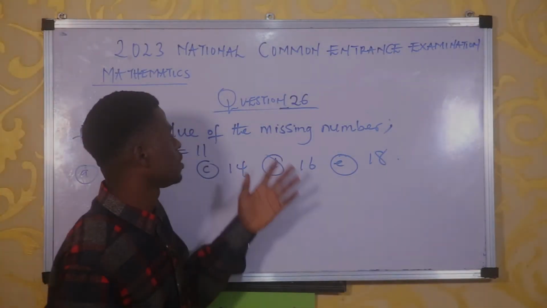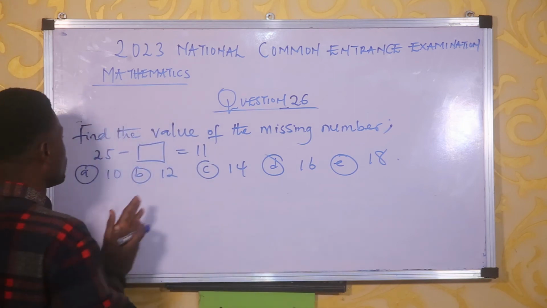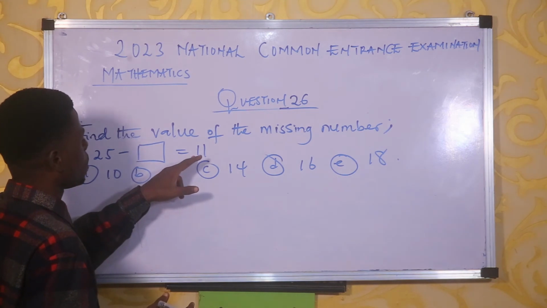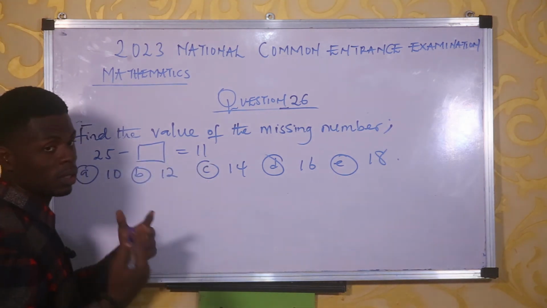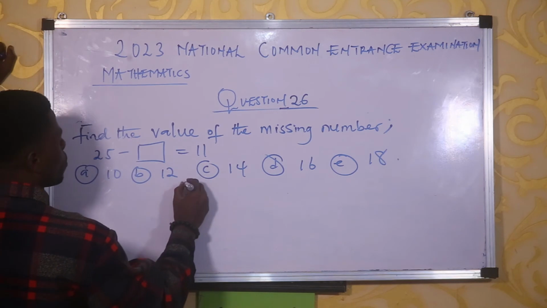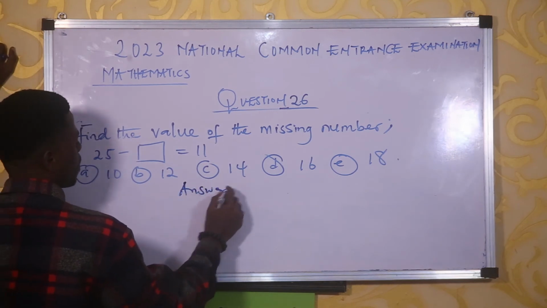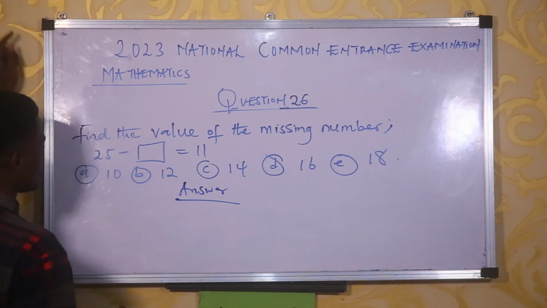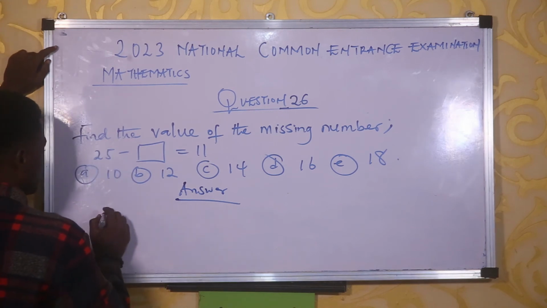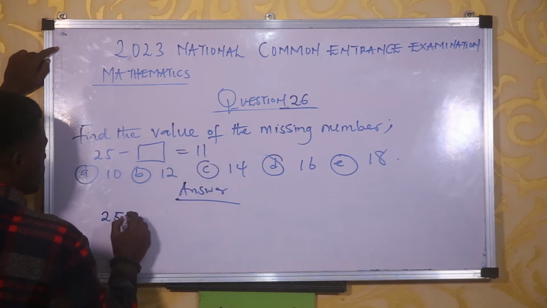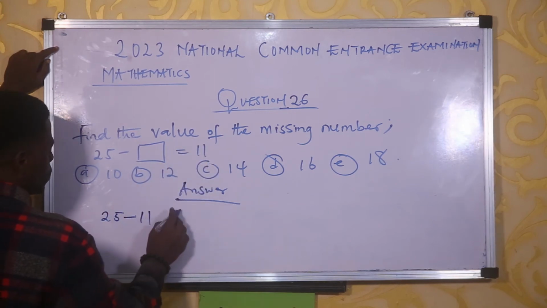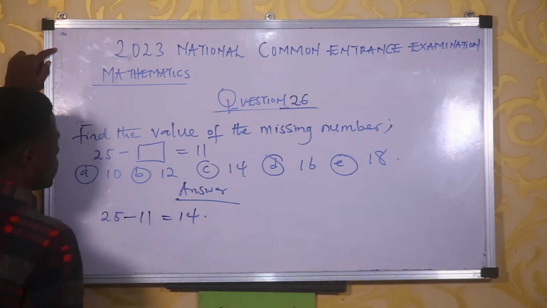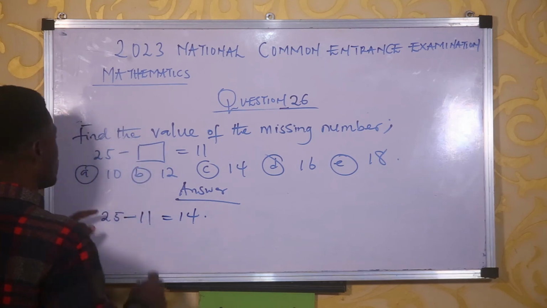Question 26 says find the value of the missing number. 25 minus the empty box equals 11. So we are looking for the answer inside the empty box. Since 25 is the first number, to get our answer we say 25 minus 11, which is 14.